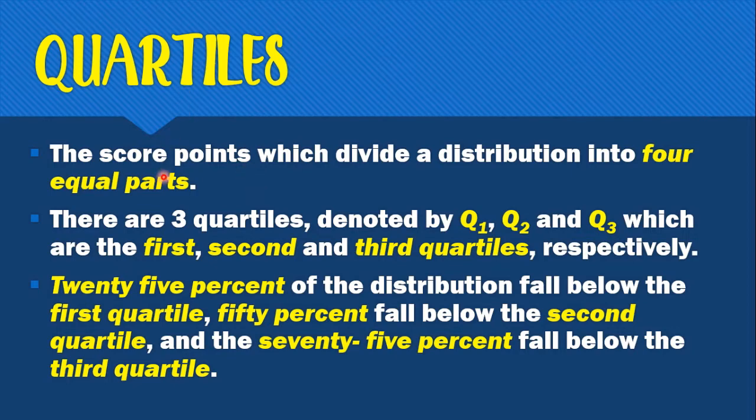The quartiles are the score points which divide a distribution into 4 equal parts. There are 3 quartiles denoted by Q sub 1, Q sub 2, and Q sub 3, which are the first, second, and third quartiles respectively. Q sub 1 is also known as the lower quartile, Q sub 2 is also called the middle quartile, and Q sub 3 is the upper quartile. 25% of the distribution falls below the first quartile, 50% falls below the second quartile, and 75% falls below the third quartile.